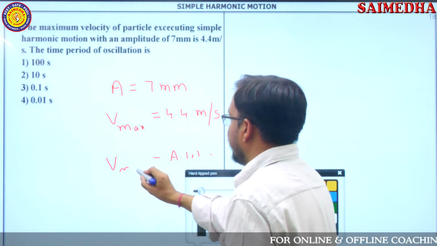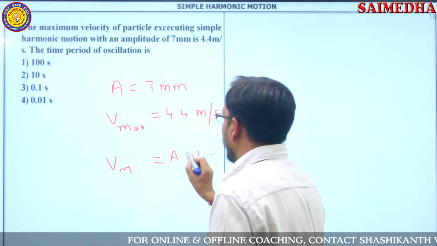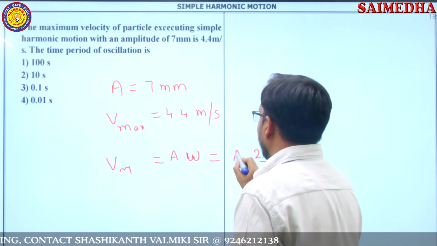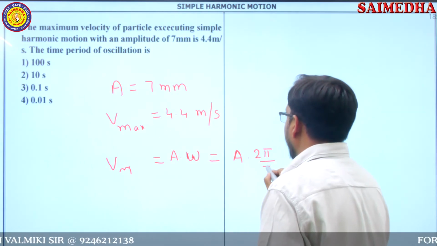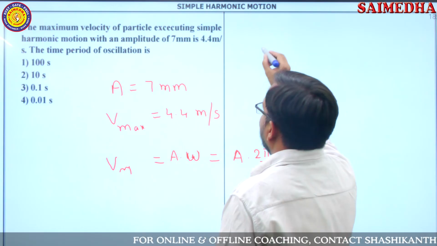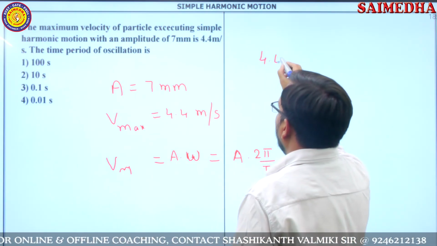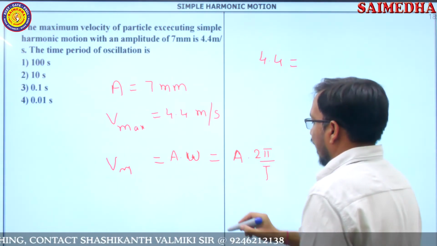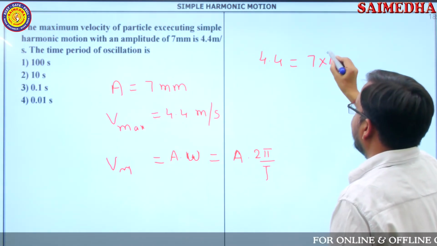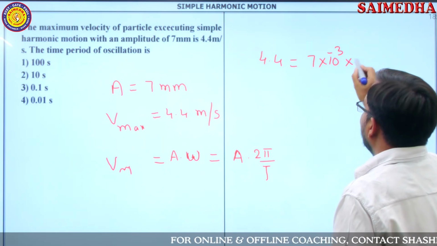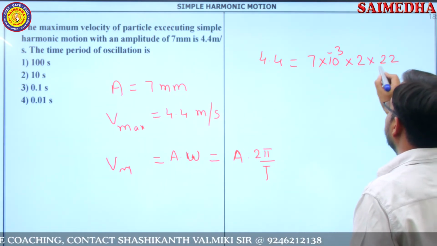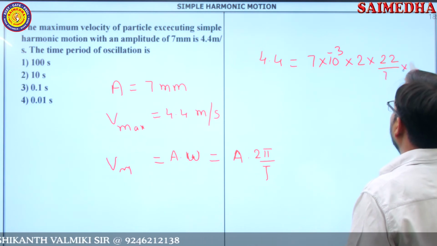So what is V maximum? Again I am writing the equation V max equals A omega, that equals A into 2 pi by T. V maximum is given as 4.4 meters per second. Amplitude is 7 into 10 power minus 3. Here I am writing pi equal to 22 by 7, into 1 by T.